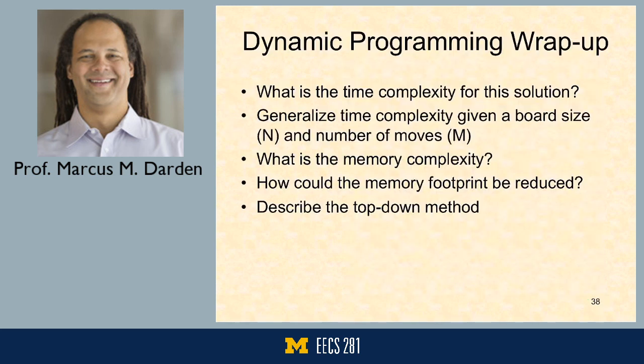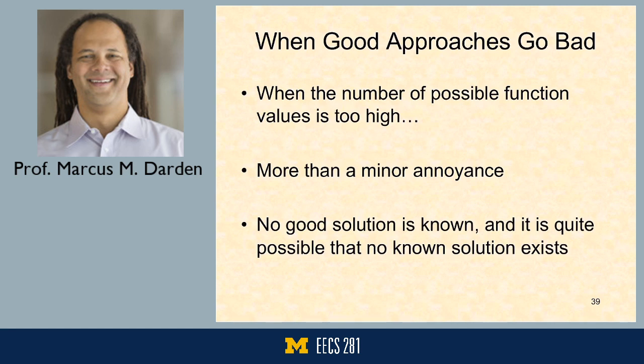All right. So this last couple of slides here, we're wrapping up here. What happens when good approaches go bad? DP is a great approach. However, when the possible number of function values is too high, that means my memo is going to be too large and I can't do it, right? If no good solution is known, it's quite possible that no solution exists. Then, of course, I can't DP it that way.